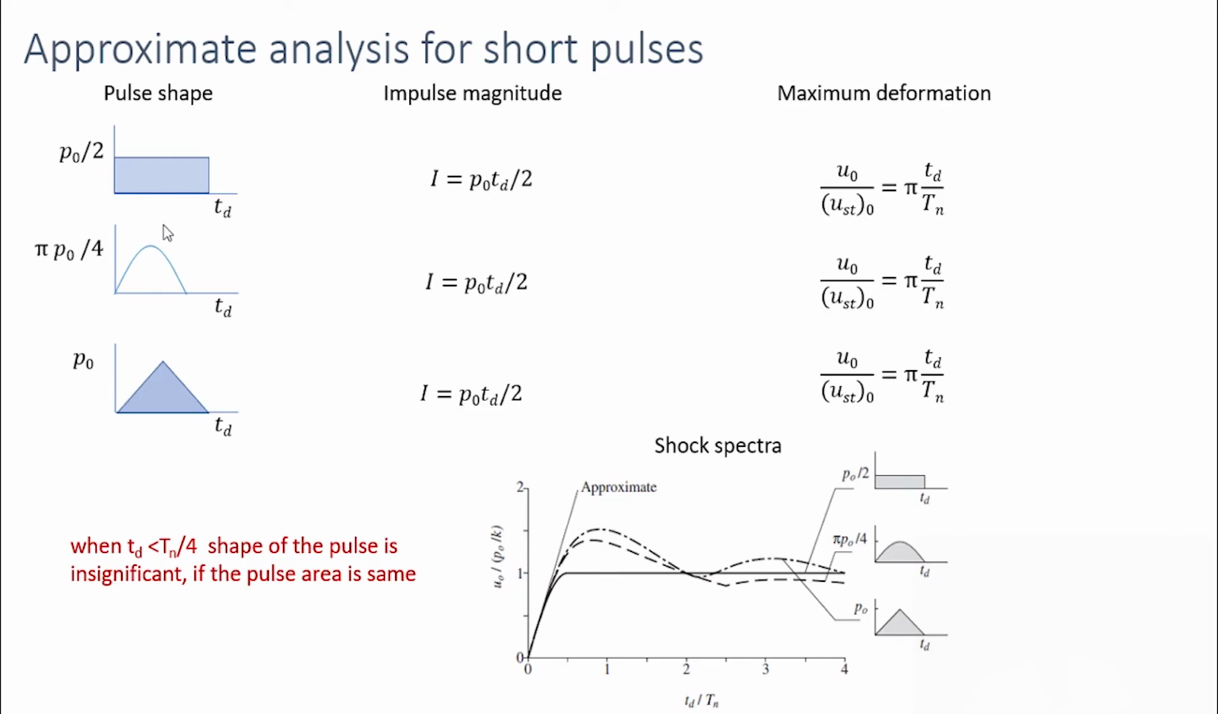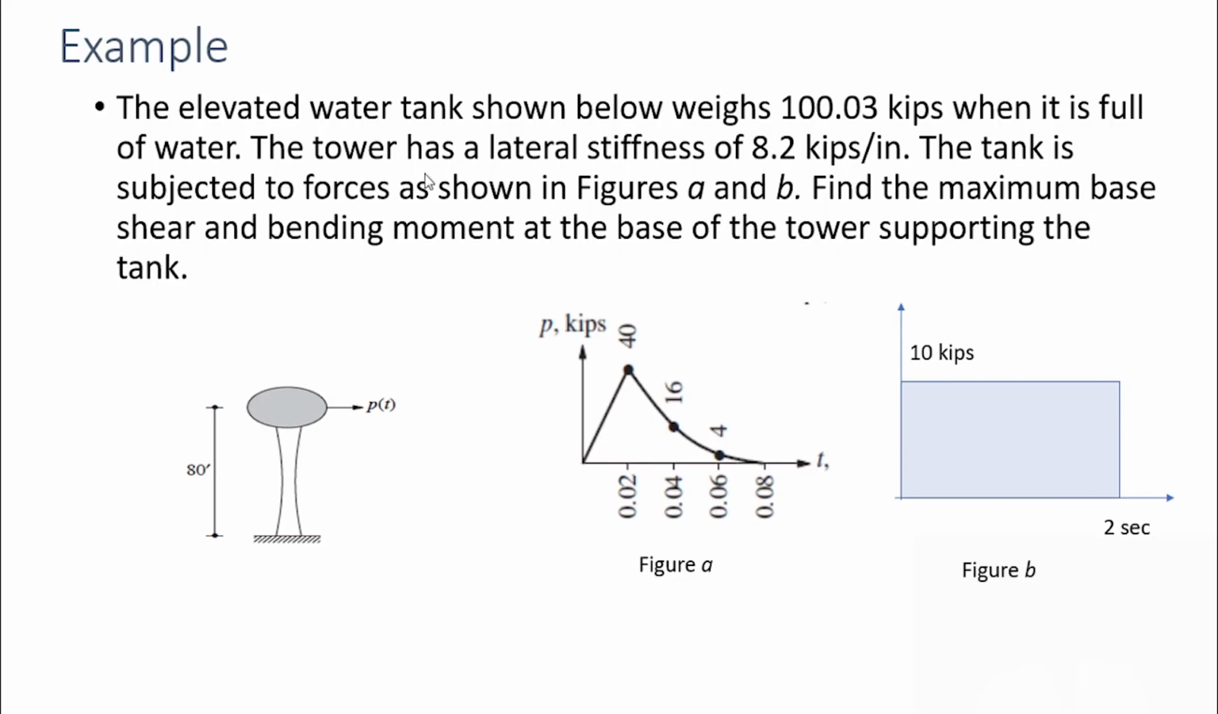If the area is the same, irrespective of the shape of the pulse, we would get the same deformation. So we can use this result to calculate the maximum response of a system under short pulses. If the pulse duration is less than Tn by 4, then irrespective of the shape of the function, we would get similar responses. Now let's solve an example problem.